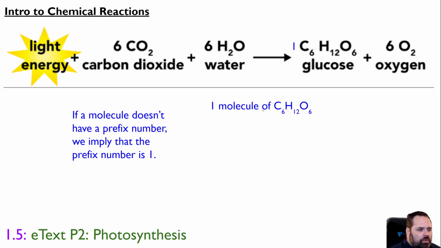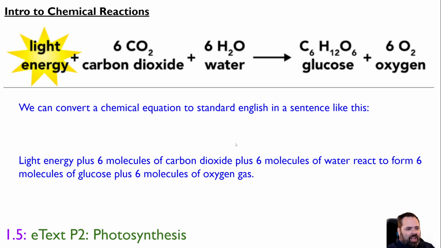Anytime that we don't have a prefix, we assume or we imply that there's only one of those molecules, right? So there's one glucose molecule here. The same is true for our subscripts. Anytime we don't see a subscript, we assume or we imply that there's just one carbon here, there's just one oxygen here, and so on.